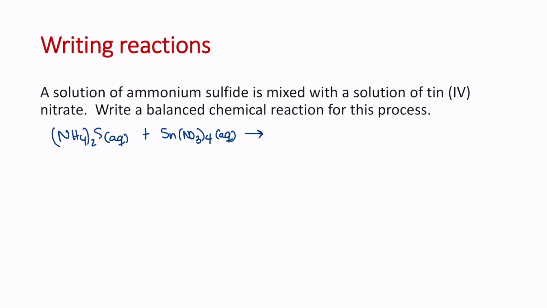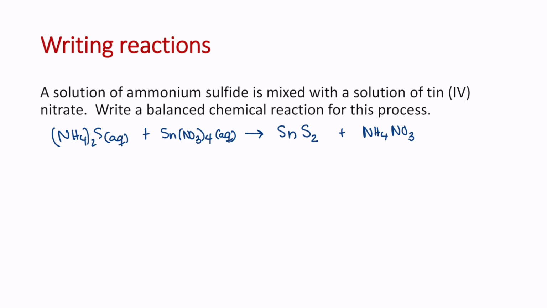Now, to predict the products, I'm going to switch the tin and the ammonium. So tin is now going to be with sulfide, and ammonium is going to be with nitrate. I need to make sure I have charge neutral compounds. So tin is +4 and sulfide is -2. So that tells me that I need 2 sulfides. This is not a redox reaction, so I have to maintain the charges. I have to maintain that tin stays +4 and sulfide stays -2. Ammonium is +1, nitrate is -1, so that is good as it is written.